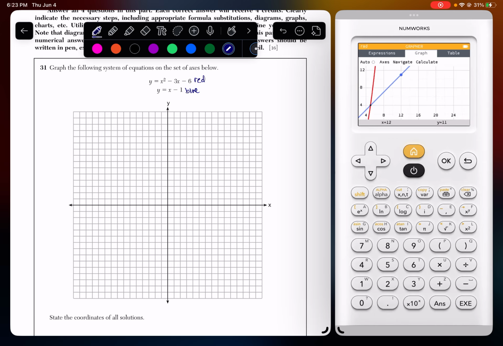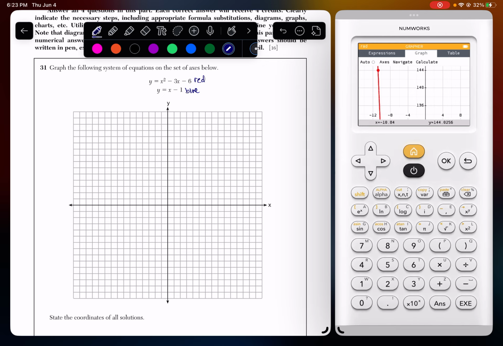Now, I'm going to head to graph. You'll notice that if I'm looking at this graph, this set of axes does not match the axes I have on my paper. So I can scroll around, I can go left and right. I can use the up and down buttons to switch between the two functions. But since they gave us a specific set of axes, there's a couple ways that you can control what you see on your window.